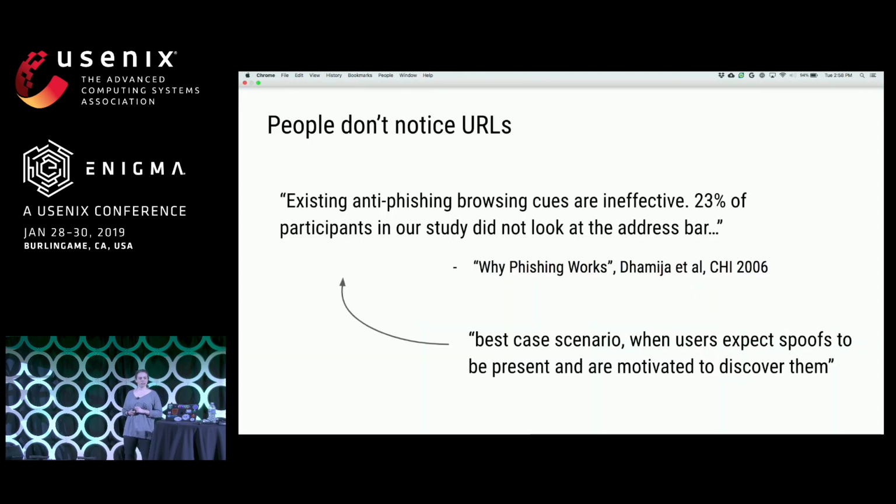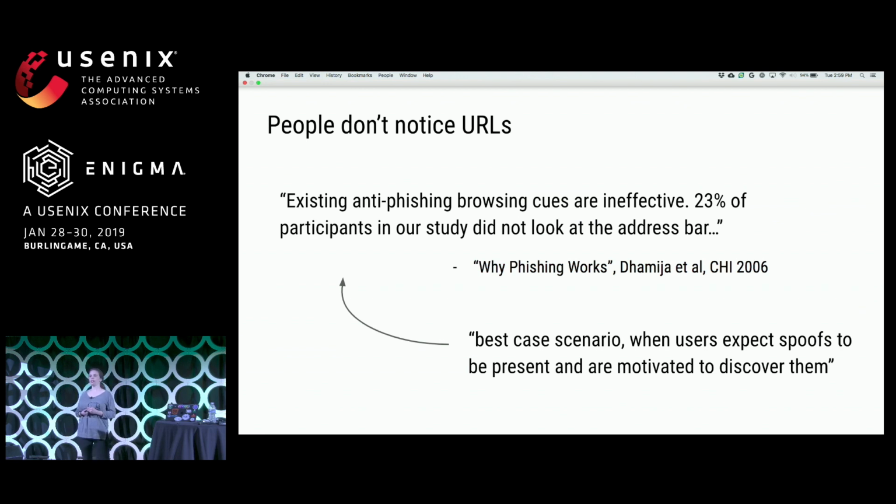Lots of existing research has suggested that many users simply don't notice browser security indicators like the URL. A 2006 CHI paper found that in their study, 23% of participants didn't look at the browser address bar at all when they were trying to identify fraudulent sites. So this isn't as depressing as it could be. This does mean that some users did look at the URL.